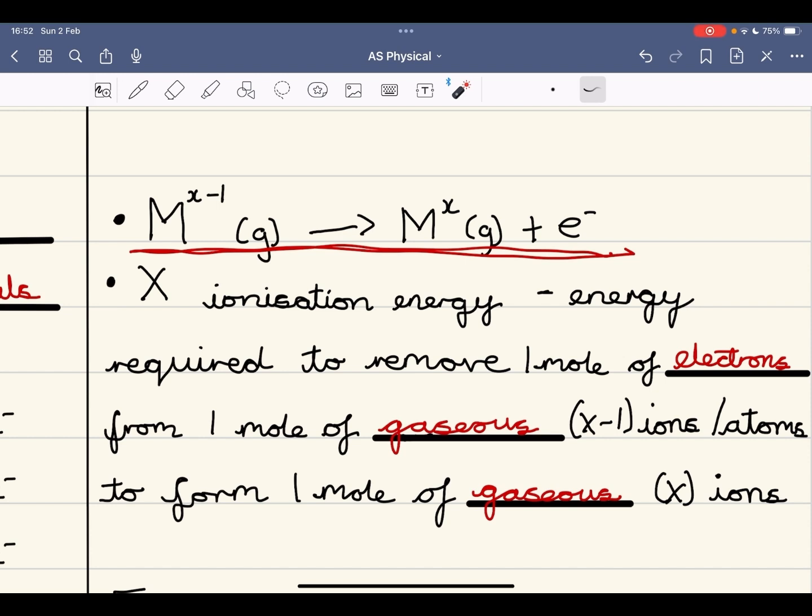When you have X-1 equal to 0, you get atoms because if the charge is 0, then it's neutral, so it's an atom. For any other instance though, if it's +1, +2, +3, then you use the word ions. Okay, so X-1 equal to 0 is the only instance when you use the word atoms.